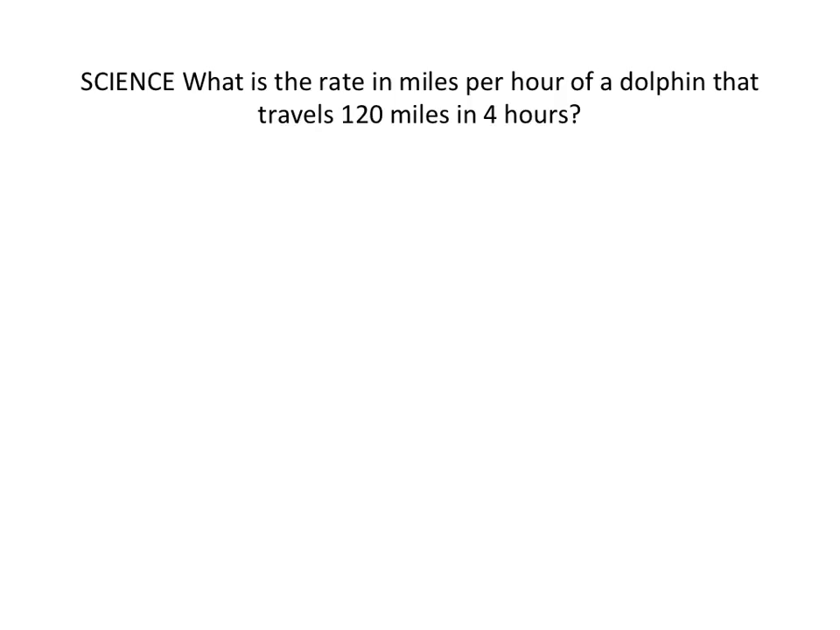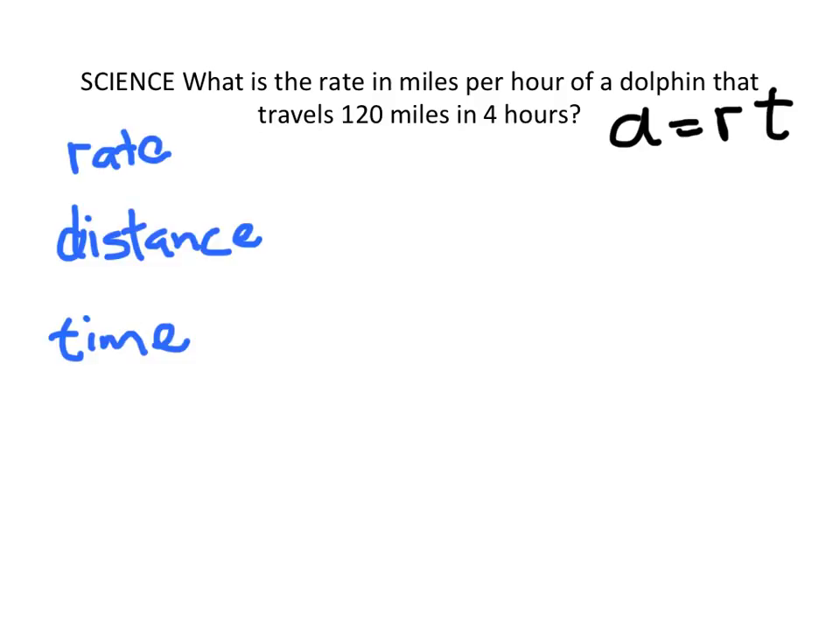Science. What is the rate in miles per hour of a dolphin that travels 120 miles in 4 hours? Well, that looks to me like the distance formula, which of course is d is equal to rt. There's a relationship among all three of these letters, or variables. Let's talk about them right now. Alright, r means rate. In this problem, it says what is the rate, and it should be in miles per hour. So we don't know what it is, but we know the unit should be miles per hour.